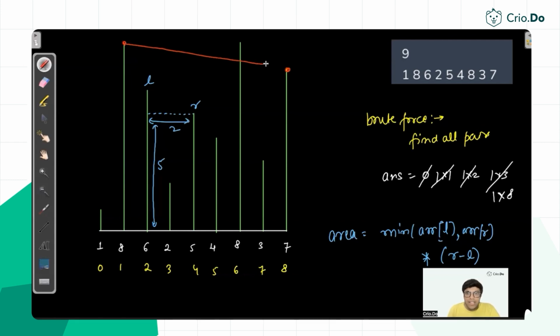So if I take these two elements in the pair, what will be the distance between them? It will be 8 minus 1, 7. And what will be the minimum of 7 comma 8? It will be 7. So it will be 7 into 7. That is what the maximum is.